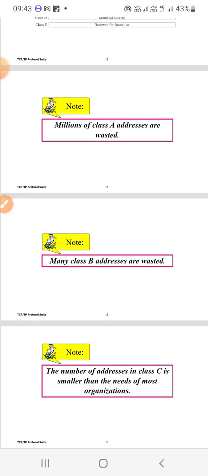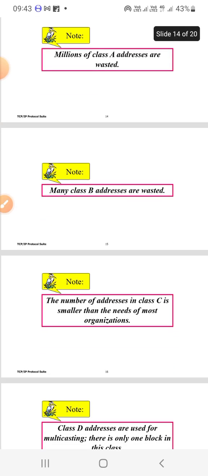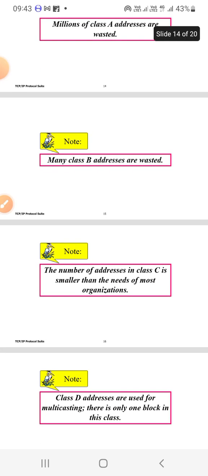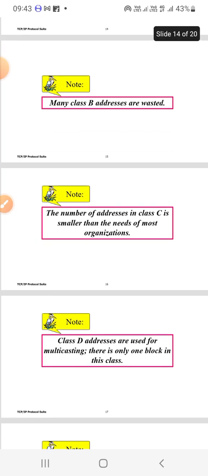Coming to class B, many class B addresses are wasted. In class B also, a total of 64,000 IP addresses are present, and these are also wasted. The number of addresses in class C is smaller than the needs of most organizations. How many addresses are present in class C? Only 254 addresses are present. So it is very useful for many organizations.